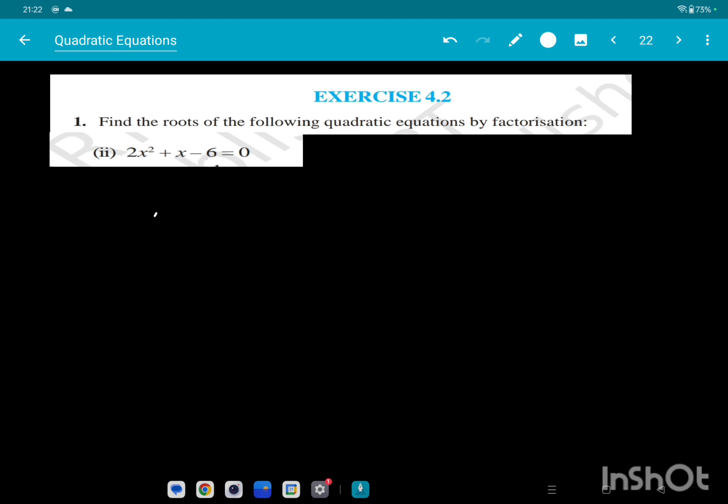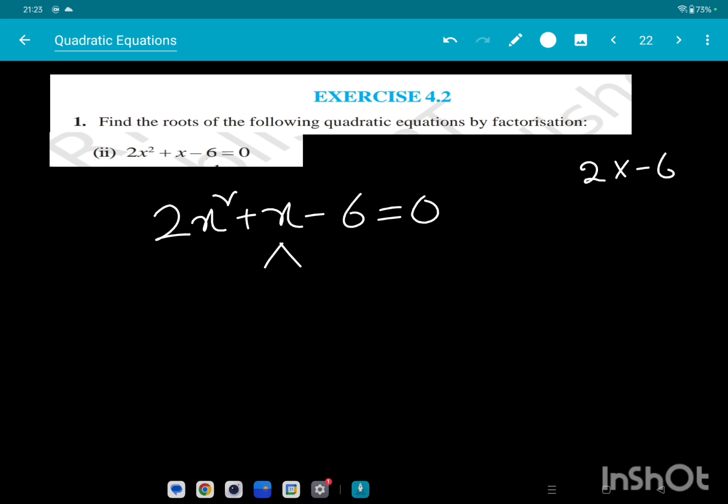Here the next question is 2x square plus x minus 6 is equal to 0. This is one of the quadratic equations. So now I'm going to split the middle term in such a way that their product is equal to the product of the first and last term. This is the first term and this is the last term here. We need to take the coefficients only. So 2 into minus 6, I'll get minus 12. Now split this 1. What is the coefficient of x? It is 1. So split this into two terms such that their product should equal minus 12.